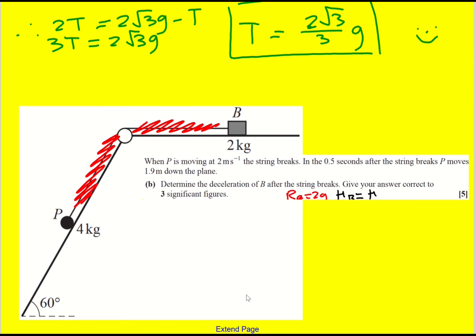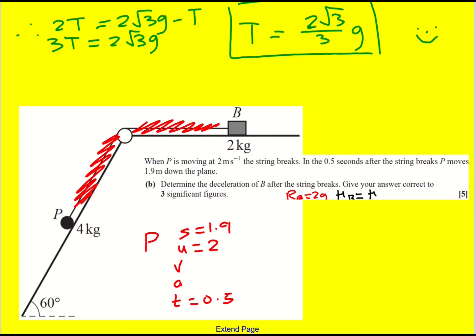So let's just focus on P going down the plane, because it's still got a constant acceleration. We're told it's moving at 2 meters per second, so that means the initial velocity is 2, and then the string breaks, and then in the 0.5 seconds, so that means we're going to now be looking over the next 0.5 seconds, P moves 1.9 meters down the plane. And that allows me to work out the acceleration of P from the moment when the string breaks.